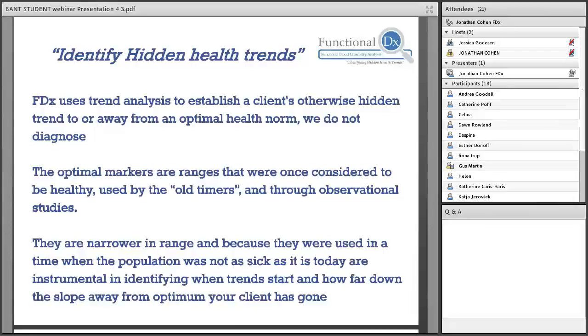The optimum markers that we talk about are ranges that were once considered to be healthy. These are ranges that have been used by the old timers. In other words, the old school doctors who knew what they were doing and what was healthy, and through observational studies. They're much narrower in range, and because they were used in a time when the population was not as sick as it is today, are instrumental in identifying when trends start and how far down the slope away from optimum your client has gone.